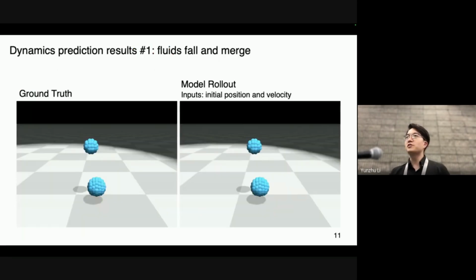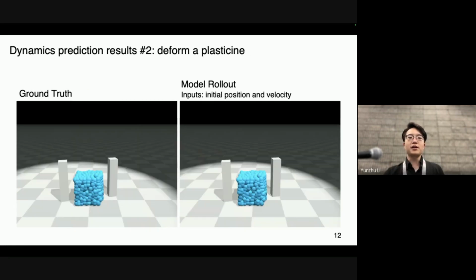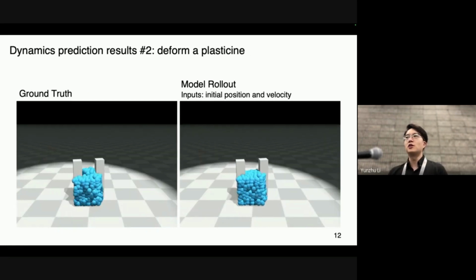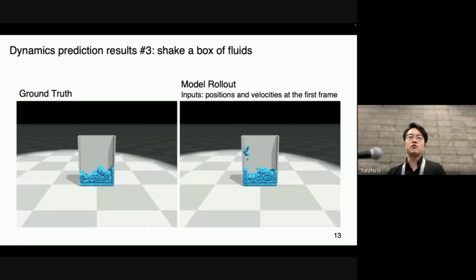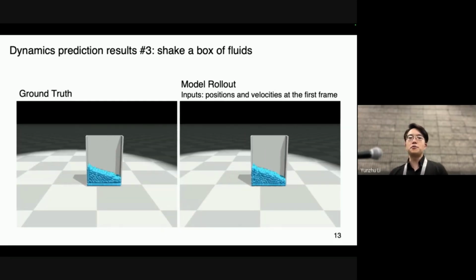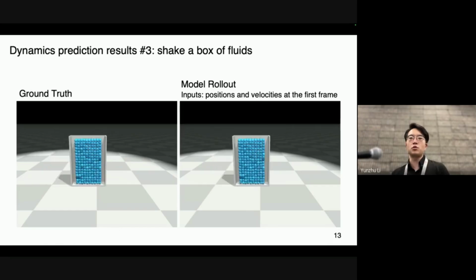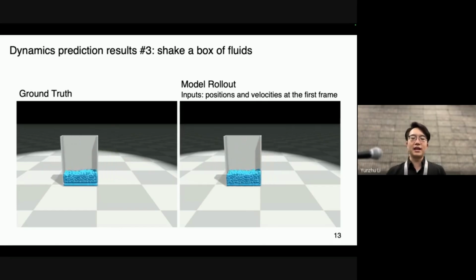Here are just some quick results of the trained model. On the left is the ground truth. On the right is our model's open-loop predictions, meaning the inputs are only the positions and velocities of all particles at the first frame. Here's another example where we have 2 cuboids to mimic the 2 fingers of a parallel jaw gripper. Here's another example of shaking a box of fluids, where the inputs are the initial states of the particles as well as the subsequent sequence of actions.